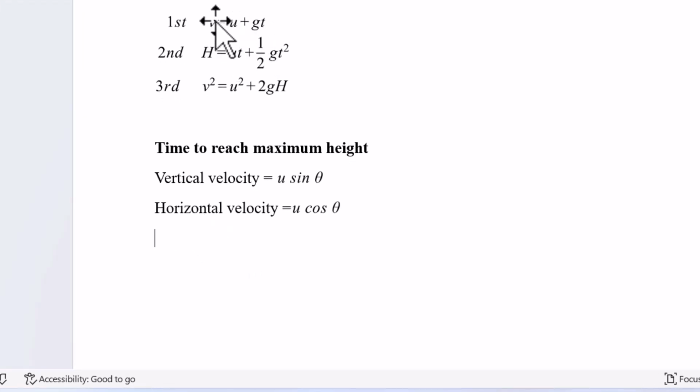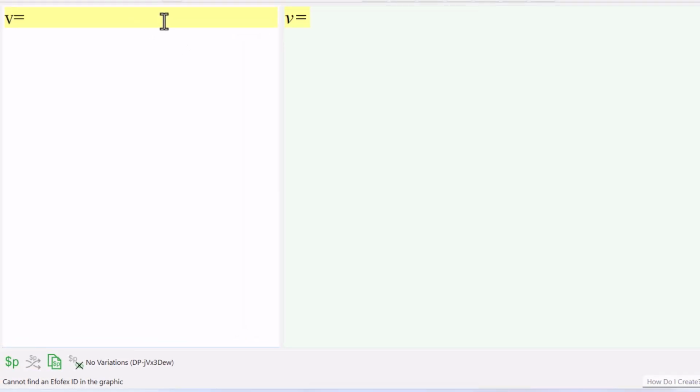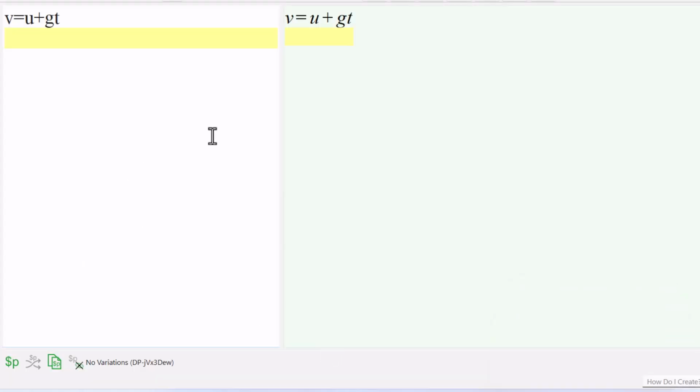To start the first equation, all I need to do here is bring this formula out. Let me go to my fx now to do it. So I have v equals u plus gt. Now remember, because it's going up, because it's rising up, this plus is going to be negative. So it's going to be v equals u minus gt. So we are going to use a negative value.